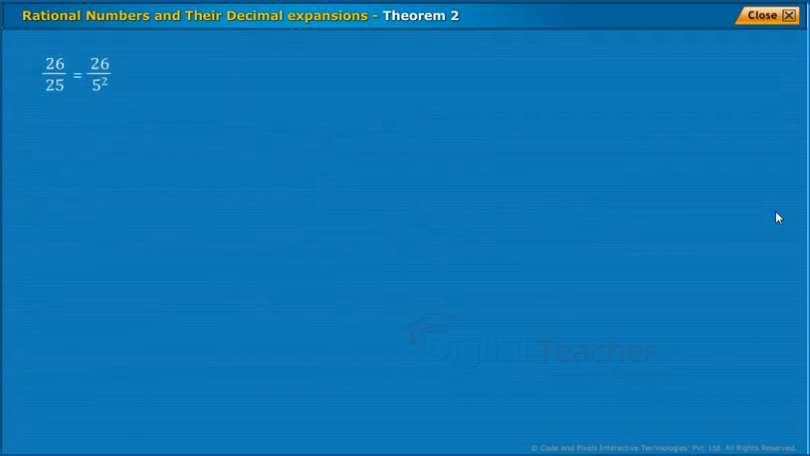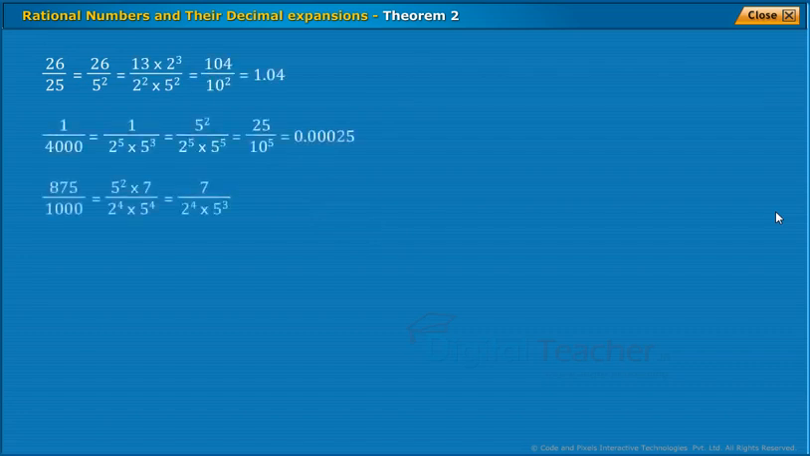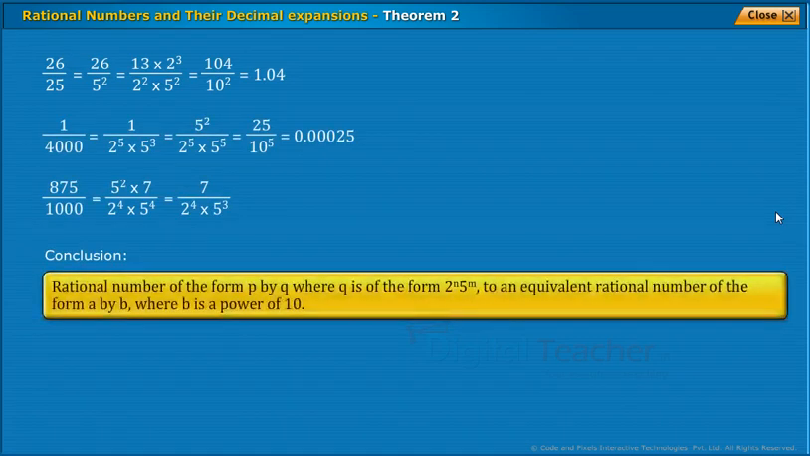Now, let us solve some examples based on the theorem. The decimal expansion of the following rational numbers is as follows. Here, the conclusion is that a rational number of the form p by q, where q is of the form 2 power n, 5 power m, is equivalent to a rational number of the form a by b, where b is a power of 10, where the prime factorization is in the form of 2 to the power n, 5 power m, and n, m are non-negative integers.